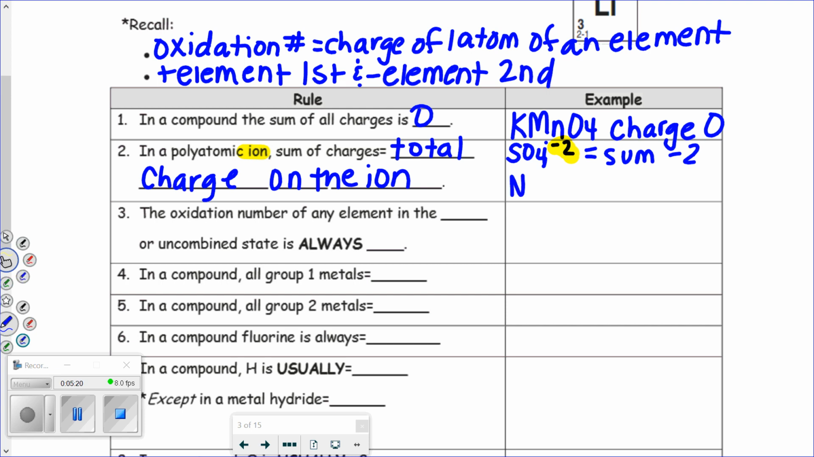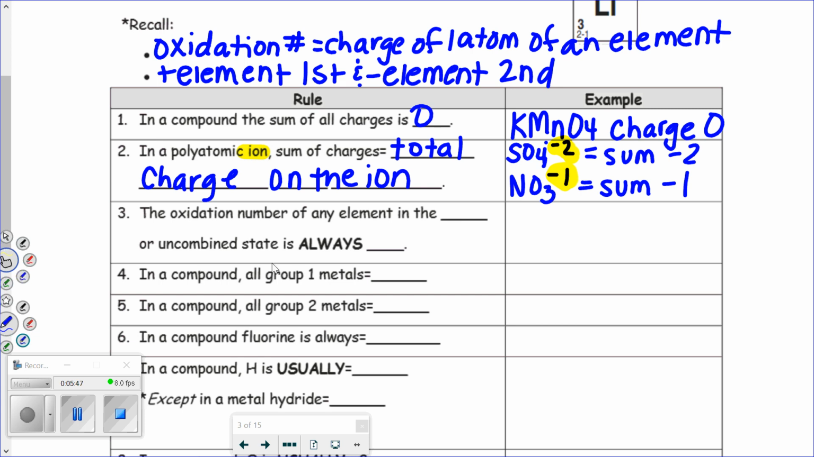Same thing with nitrate, NO3 with a minus 1 charge. All of the charges from the atoms in that polyatomic ion need to add up to be negative 1. And I can tell that here. Notice I don't have a charge in KMnO4. There's nothing written in the upper right-hand corner, so the charge is 0. But for your ions from table E, the sum of those has to be negative 1.